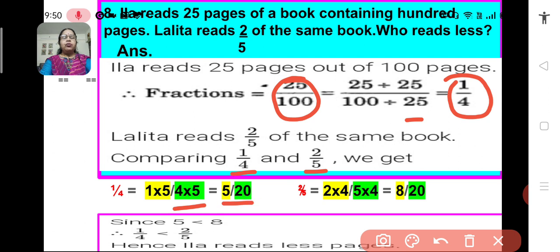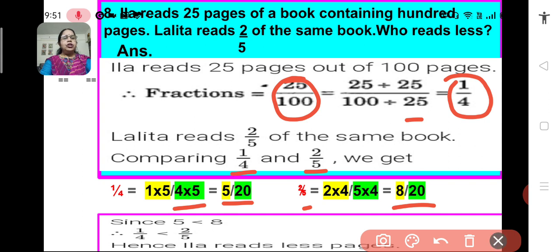We get 5 upon 20. Similarly, to convert the fraction 2 upon 5 into a fraction with denominator 20, we multiply the denominator as well as the numerator by 4. So what do we get? We get 8 upon 20. Now we have two fractions, 5 upon 20 and 8 upon 20.